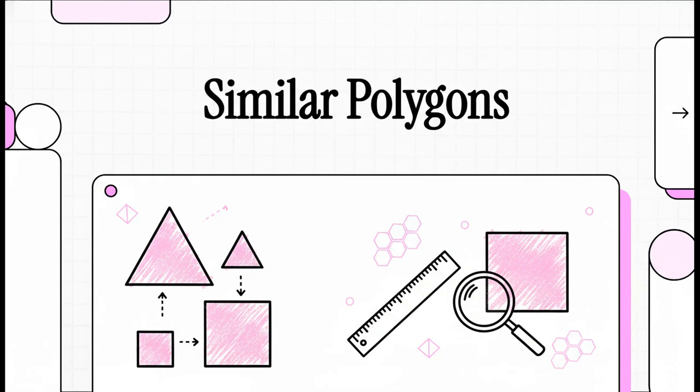You ever wonder how a tiny little blueprint can turn into a massive, towering skyscraper? Well, the secret is all about geometry, specifically something called similar polygons. And today, we're going to crack that code.